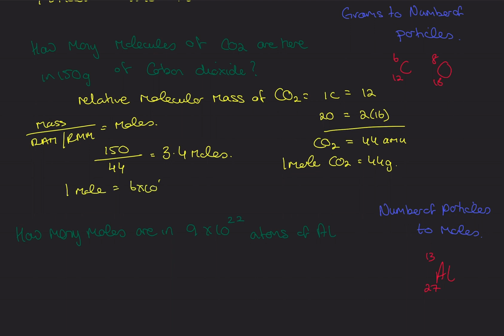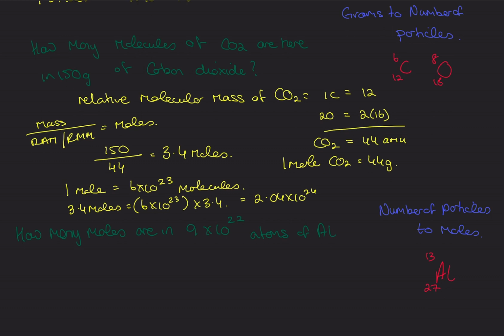6 by 10 to the 23 particles, molecules, or atoms, depending on the type of substance you're looking at. So here we have 6 by 10 to the 23 molecules. So 3.4 moles will be 6 by 10 to the 23 times 3.4, which will give you 2.0 by 10 to the 24 molecules.